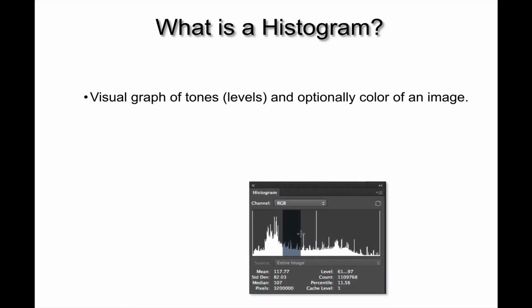So what is a histogram? Basically, it's a visual graph of tones, I like to call them levels, and optionally, the color content of our images. As you can see below is the histogram in Adobe Photoshop, and there's a lot of geeky information there that I'll go over rather quickly, but I don't want to gloss over what some of these particular features are.